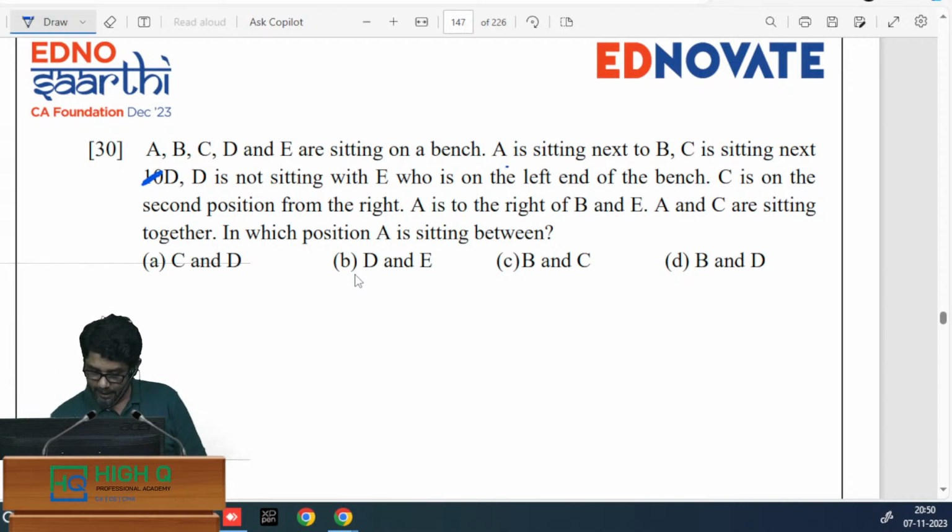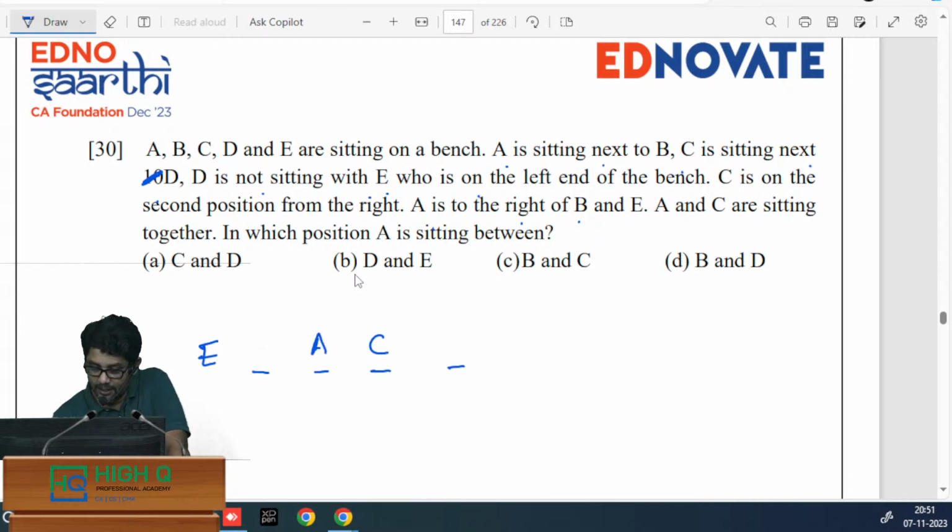Fine. A is sitting next to B. C is sitting next to D. D is not sitting with E, who is on the left end of the bench. Okay, who is on the left end of the bench, my dear? E is on the left end of the bench. Now, C is on the second position from the right. C is on the second position from the right. A is to the right of B and E. A is to the right of B and E. Next, A and C are sitting together. Okay. A and C are sitting together.